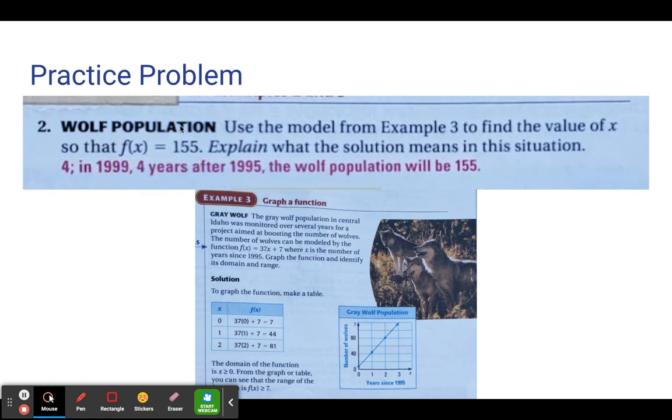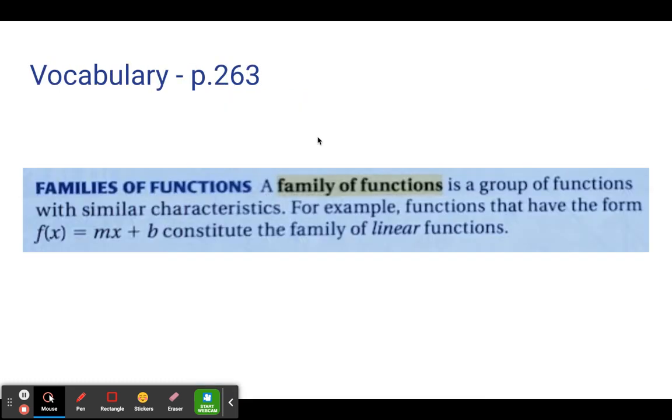Here is the solution. So x equals 4 in 1999. 4 years after 1995, the wolf population will be 155. All right, if you have questions, you know where to find me.